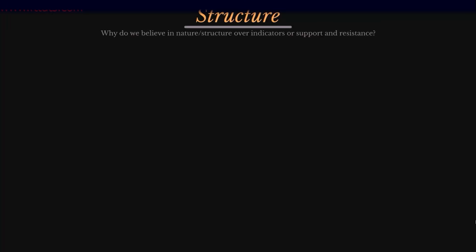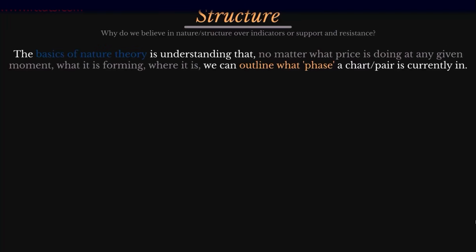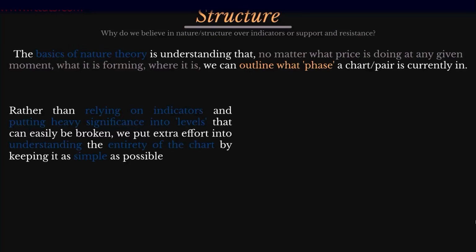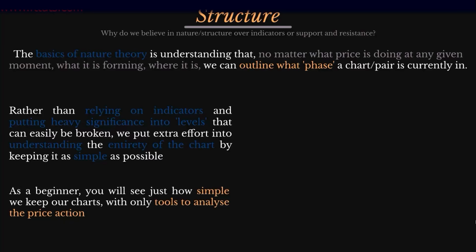So why do we believe in nature and structure over, let's say, indicators and support and resistance, these things you may have heard of before? The basics of nature theory is understanding that no matter what price is doing at any given moment, what is forming, where it is, we can outline what phase a chart or the currency is actually in, rather than relying on indicators that are lagging or putting any heavy significance into levels that can easily be broken at any point. We put extra effort into understanding the entire chart. We put extra effort into understanding what is possible within the market by keeping it as simple as possible.